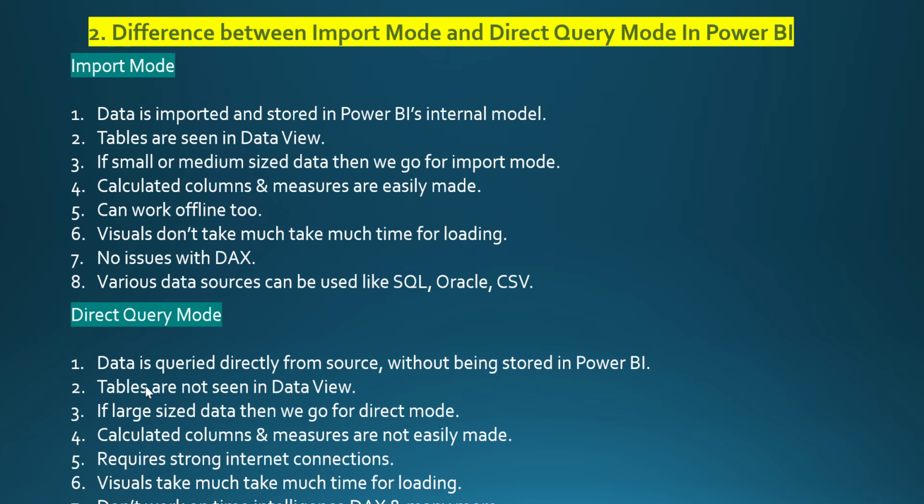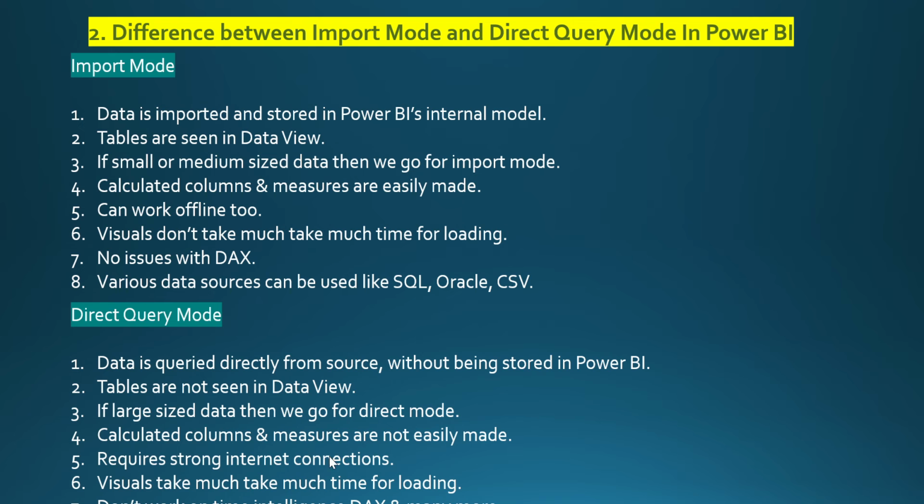In direct query mode, data is queried directly from the source without being stored in Power BI. It is not stored in Power BI. The data is present in SQL or OLAP SQL Server. Tables are not seen in data view. In Power BI Desktop there are three options: report view, data view, and model view. Once we go to data view, we can't see the tables. If the data is large, then we go for direct query mode.